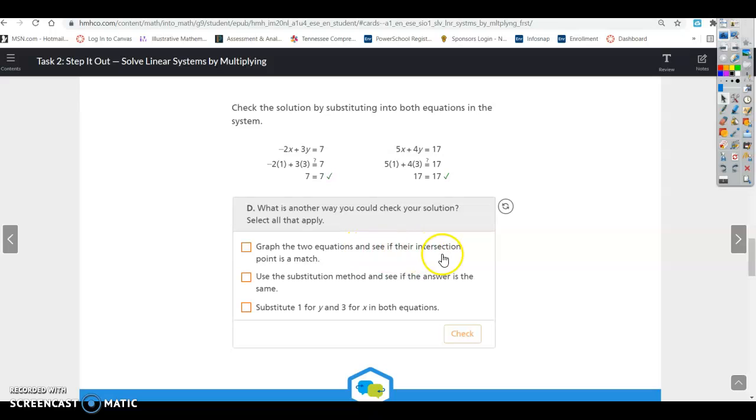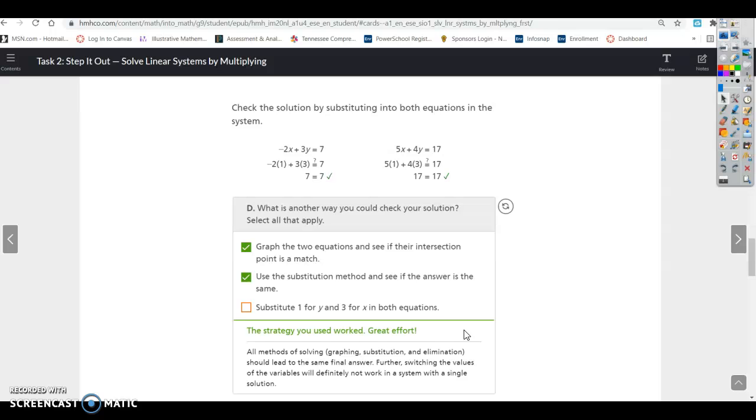Graph the 2 equations and see if their intersection point is a match. That's true. Use substitution to see if the answer is the same. We could use substitution. We did that earlier. Substitute 1 for y and 3 for x. They've got these backwards. If it said 1 for x and 3 for y, that one would be true also, but they got the variables mixed up.